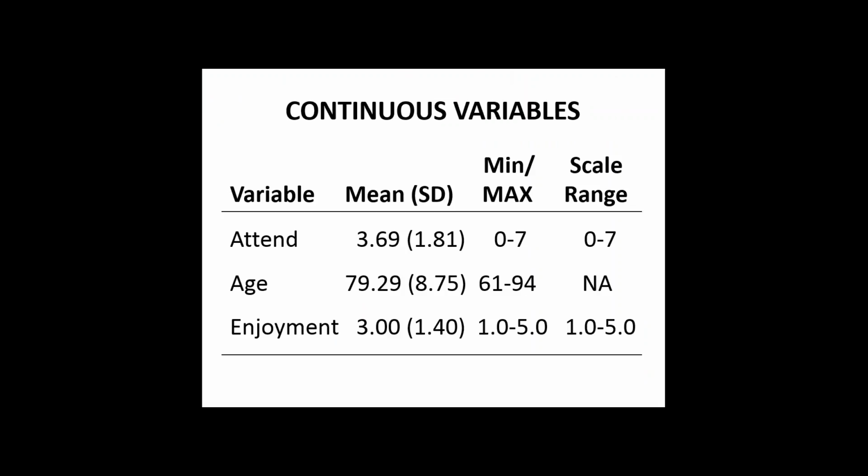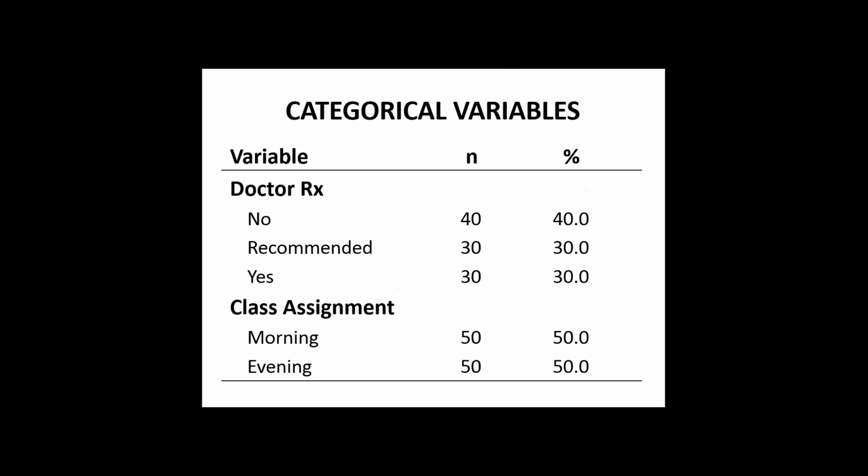Then the mean of class enjoyment, that's 3. So it's kind of in the average because it goes 1 to 5, so 3 is pretty much in the middle there. Then we look at our categorical variables, right? These are where we're presenting the number and percentage within each category.